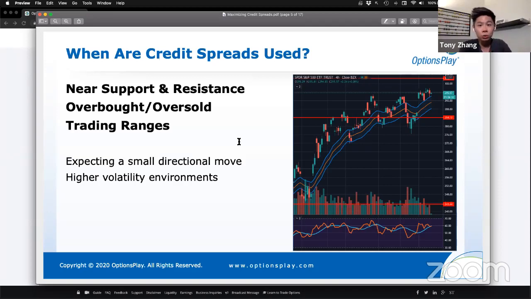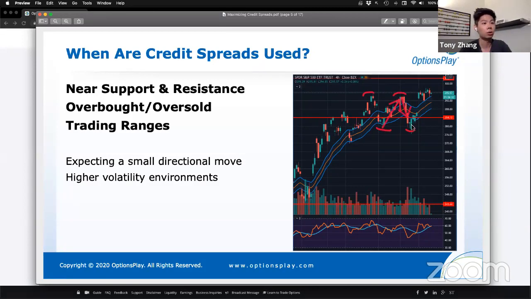So today, first, we want to talk about when credit spreads are used. First and foremost, credit spreads are used for three primary reasons. Number one, when you are near a support or resistance level. So think about this as sort of a market top. Whenever you are near a market top, or when you're near a market bottom, these are ideal conditions to sell credit spreads.